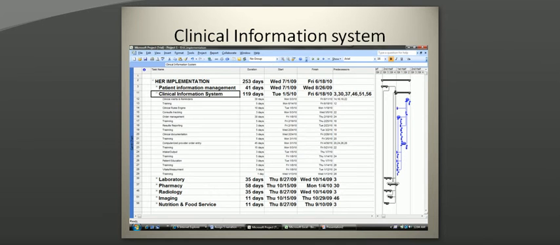The same principle applies here in the clinical information system, which is task number 2. We have to establish the relationships between the tasks and the subtasks. I will only show the remaining tasks and their subtasks, but again the same principles will apply.